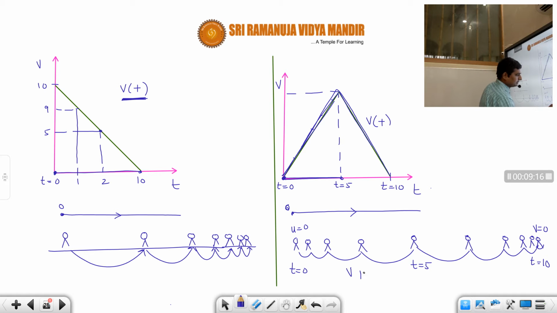Okay. Here the speed is increasing. Here the speed is decreasing. Here that means the speed will be maximum. Okay. So that's how we should analyze these type of graphs.